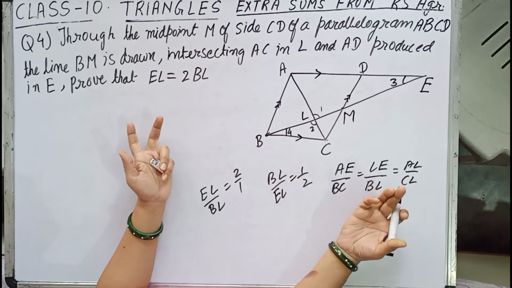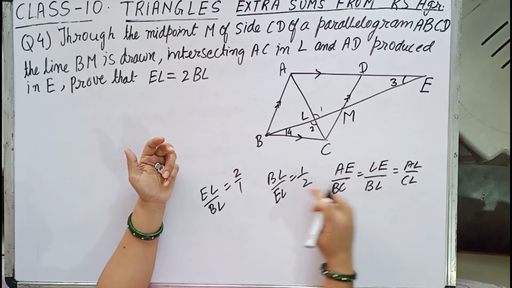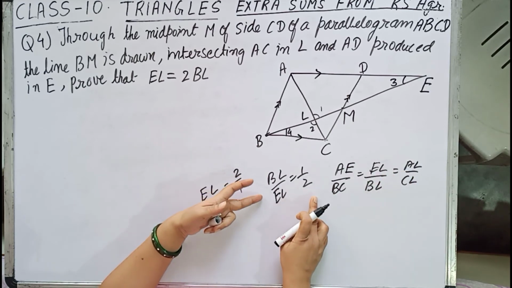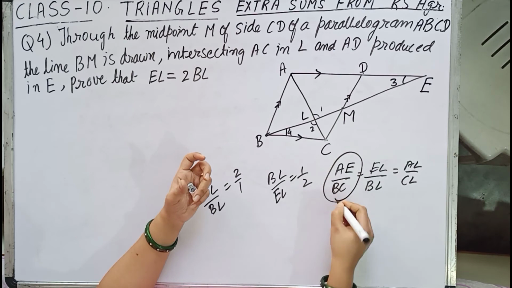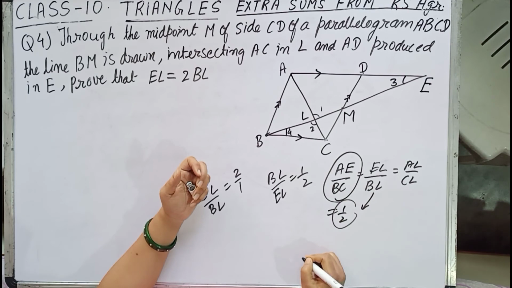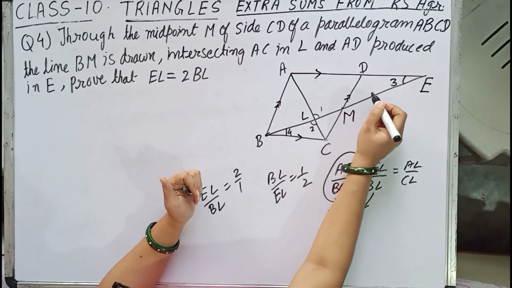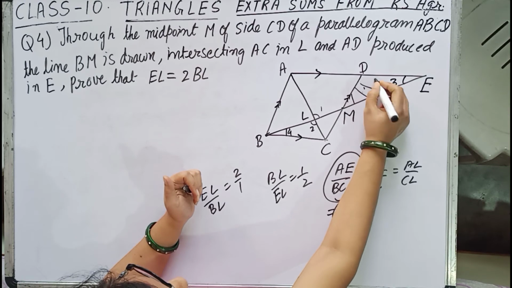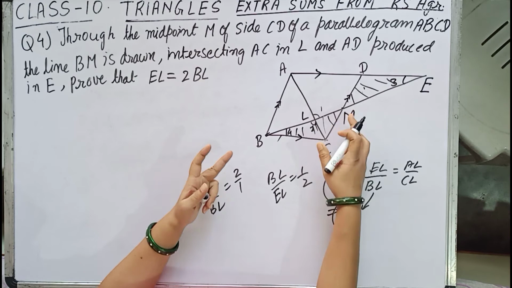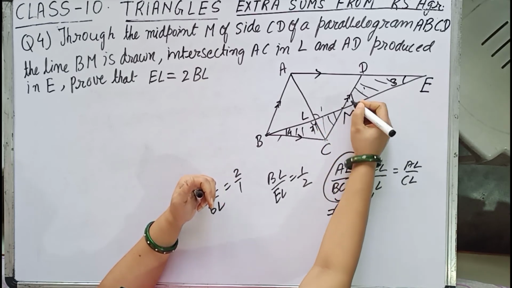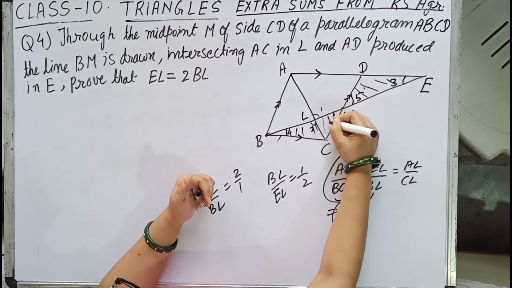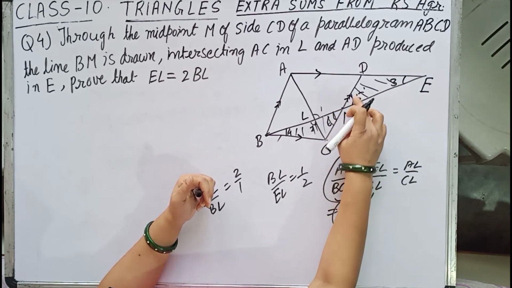AE by BC ratio we don't know. The ratio of EL and BL we want. So if I prove that AE by BC equals 2 by 1, we will get the result. Now just see over here, these two triangles which I have shaded are congruent. Why? Because I have named angles 1, 2, 3, 4, so angle 5 equals angle 6.